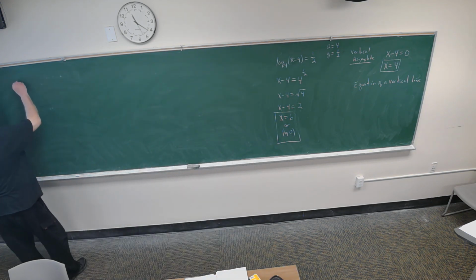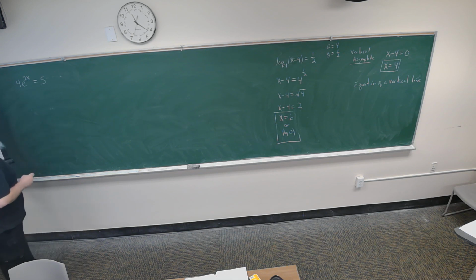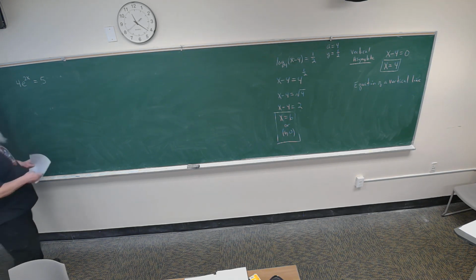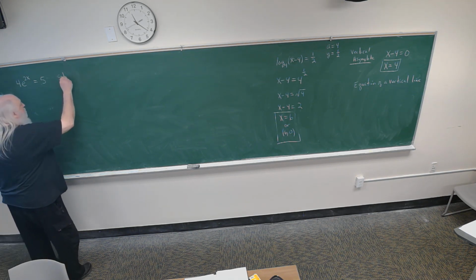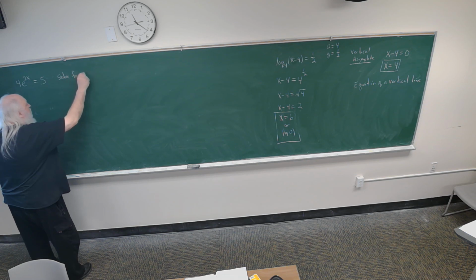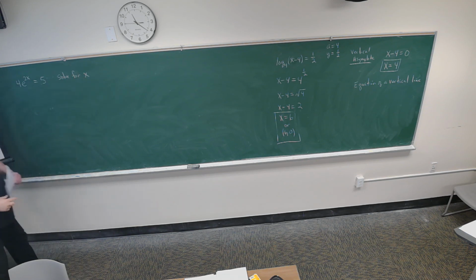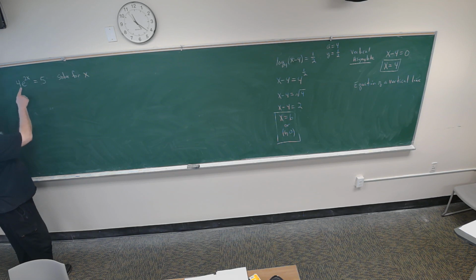All right, so we have 4 times e to the 2x is equal to 5. So we got to isolate x on the left-hand side, right? Let's solve for x. Well, whenever the variable you're solving for is an exponent, you know you're going to need a logarithm. Okay. So the first step is, this is 4 times e to the 2x.